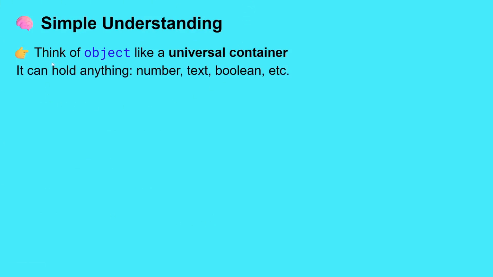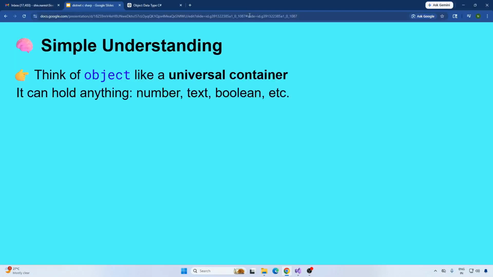Simple understanding. Think of an object like a universal container. It can hold anything: number, text, boolean, etc. Now let's dive into the code.